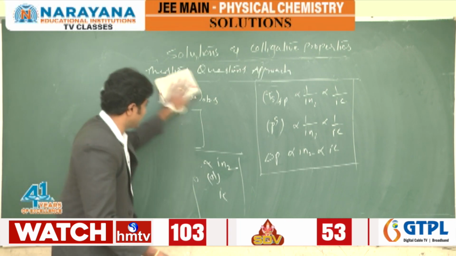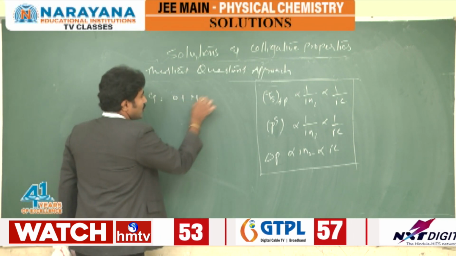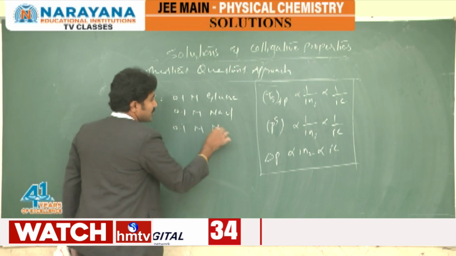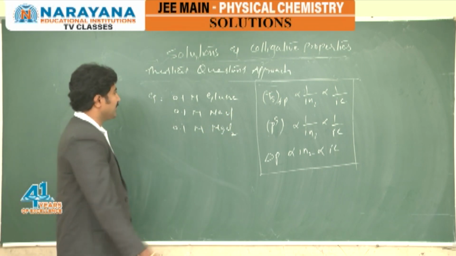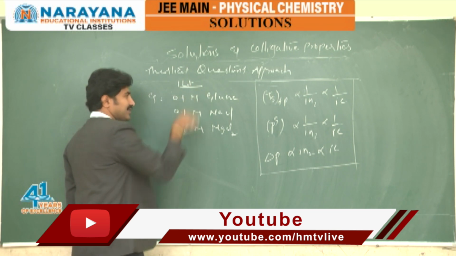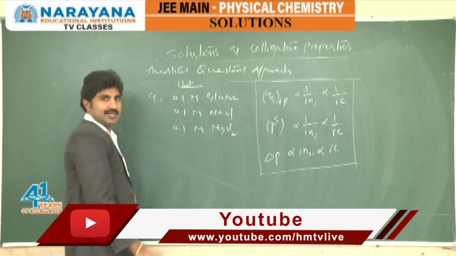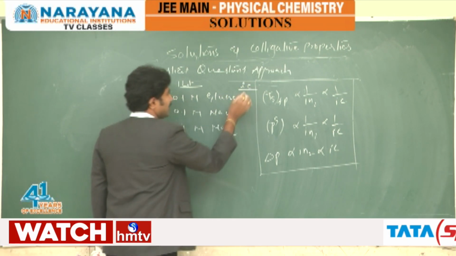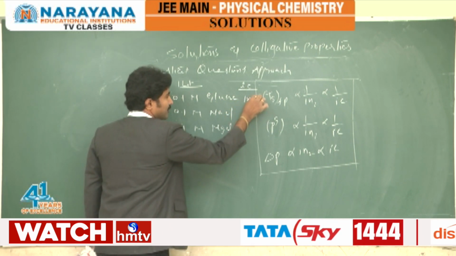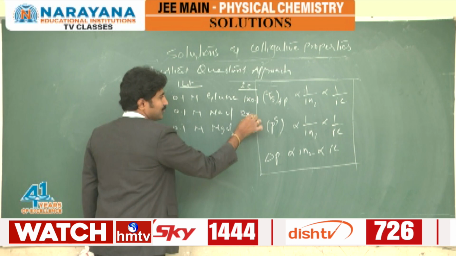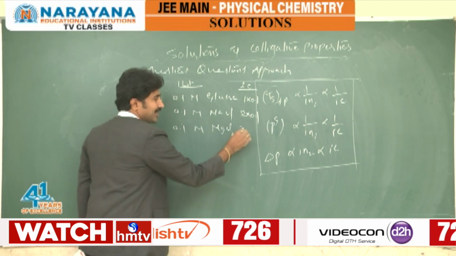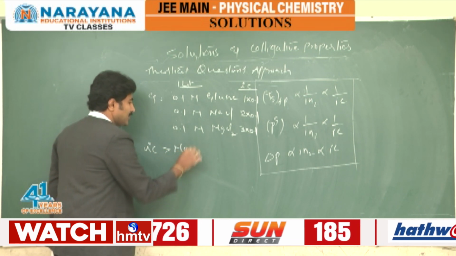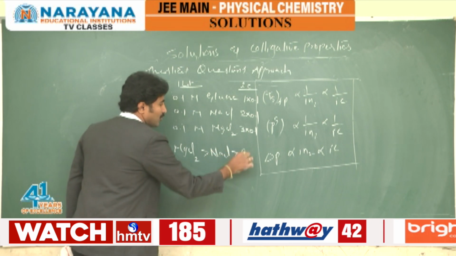Now see this one example. If I am giving 0.1 molar glucose, 0.1 molar NaCl, 0.1 molar magnesium chloride. So these are the three solutions I have given, 1 liter each case. Looking at them, all are equal concentration, but they do not have equal colligative properties, because what is this iC value? Glucose i value 1, 1 into 0.1. NaCl i value 2, 2 into 0.1. MgCl2 i value 3, 3 into 0.1. So therefore, what is this iC value? MgCl2 greater than NaCl greater than glucose.